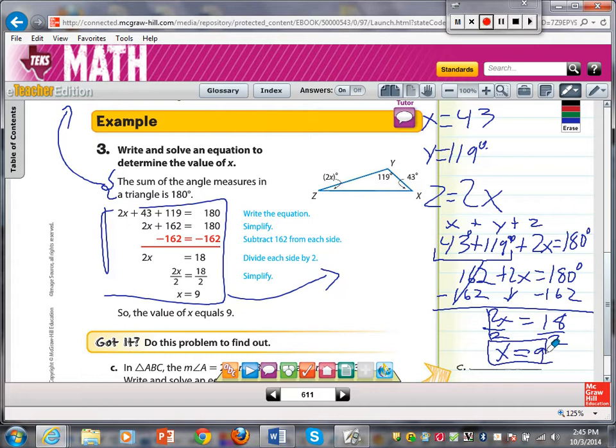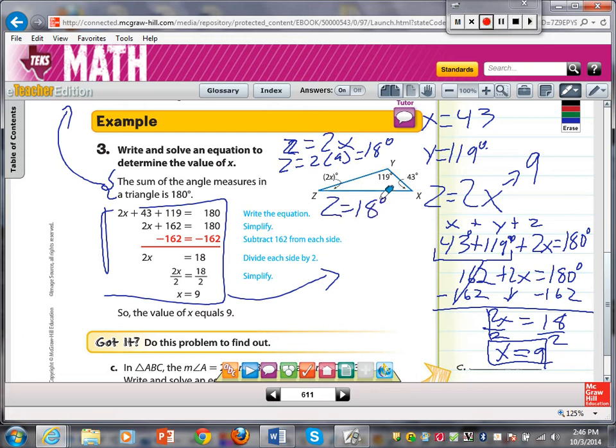So the value of x is 9. Now that doesn't mean that z equals 9 degrees. The z is 2 times x. So basically what you need to do is multiply 2 times 9. So let's do it over here. We know that z is equal to 2 times x, but I'm going to substitute 9 into this. So z is equal to 2 times 9, which equals 18 degrees. So z is equal to 18 degrees.